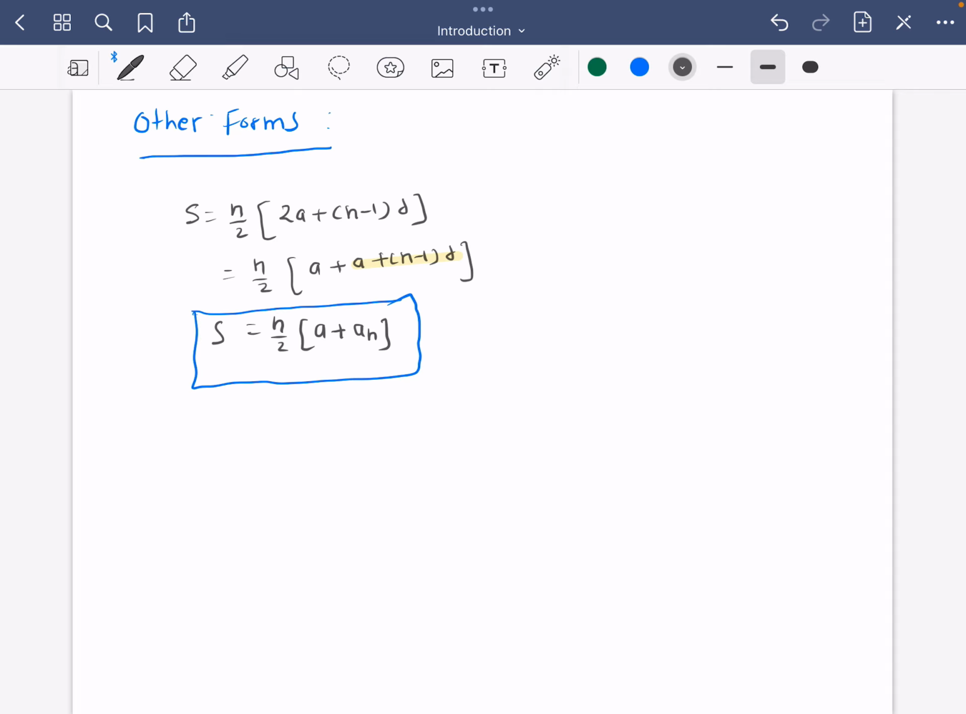And if the AP is finite, let's say the nth term is where the AP terminates, then this term an is going to be the last term, L. So you can write it as S equals n over 2 times (a plus L). Here you are calculating the sum of the whole AP, not some n terms. An AP can be finite, but still you can take n terms and find the sum of them. But here when I say an, that means that term is the last term, L.